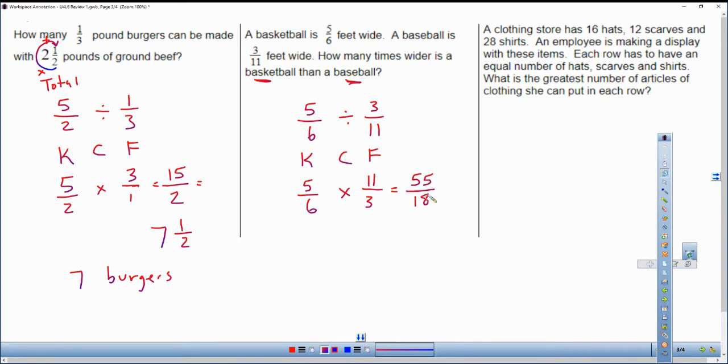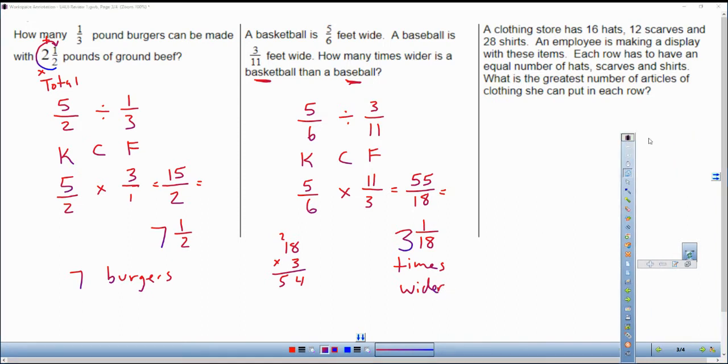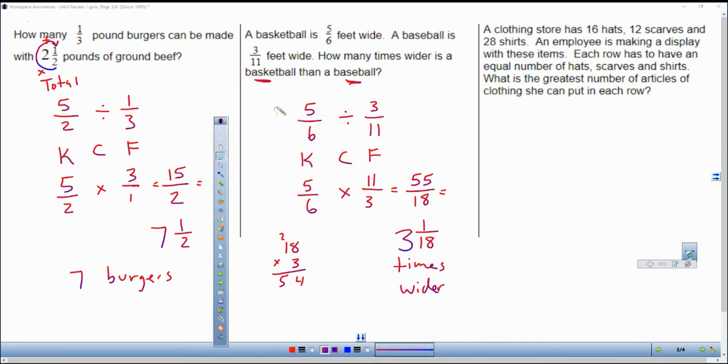All right, so how many times would 18 go into 55? Let's do a little workout to the side here. Maybe 3? 18 times 3 is 54. Good guess by me. So 18 goes into 55 3 times. You need 1 more to get to 55, so it'd be 3 and 1/18 times wider. So a basketball is a little bit more than 3 times wider than a baseball. That's good to know.